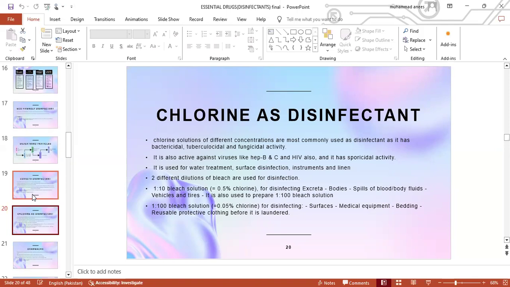Two different types of bleach solutions are used with two different dilutions. Number 1 is 1 in 10 bleach solution, which equals 0.5% chlorine, and it is used for disinfecting excreta, bodies, spills of body fluids, vehicles, and tires. It is also used to prepare 1 in 100 bleach solution. That 1 in 100 bleach solution equals 0.05% chlorine, for disinfecting surfaces and medical equipment, bedding, and reusable protective clothing before it is laundered.